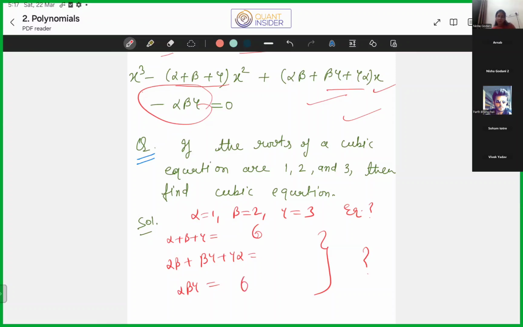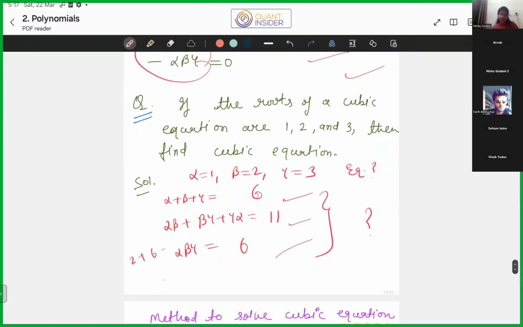Yes, 6. And the middle one is 11. Alpha into beta is 2. Beta into gamma is 6. Gamma into alpha is 3. Okay, right, 11, fine. Then what will be the equation? Now it can be written as x cube minus the sum of the roots, 6, then x square, then plus the sum of the products taken two at a time, so 11x only. And then minus 6 equal to 0.